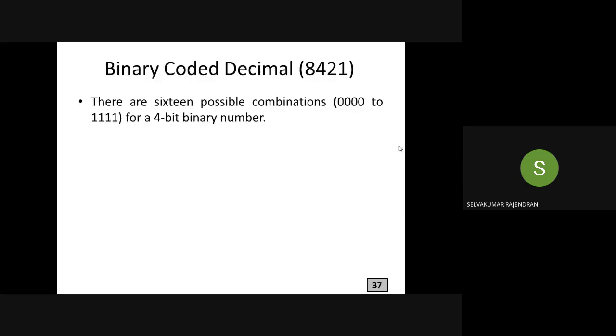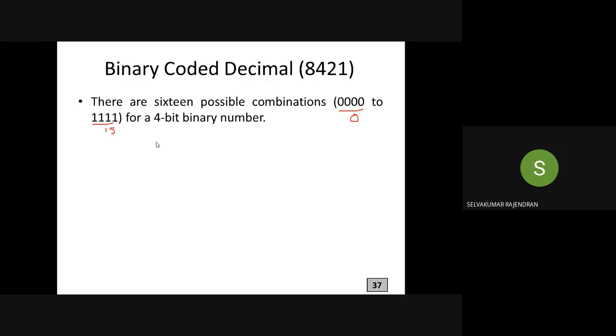We will move on to BCD, binary coded decimal, or you can say the 8421 code. In this representation, we have 16 possible combinations from 0000 to 1111, that is 0 to 15, because we have 4-bit numbers. A 4-bit number results in 16 combinations, from 0 to 15.